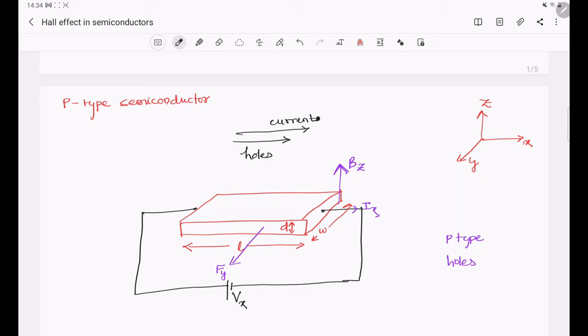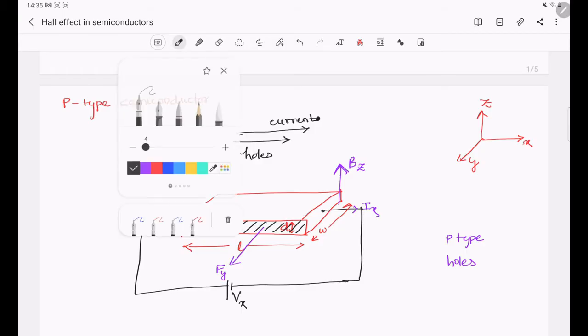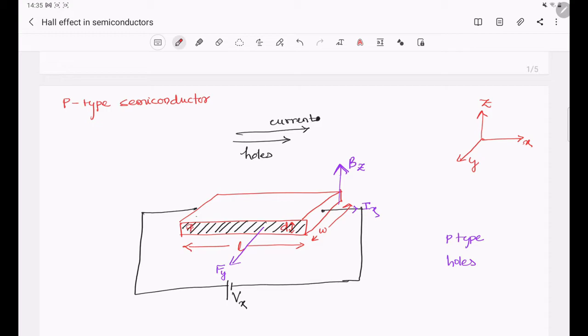Now, due to this force, what will happen? These holes will move towards this side. Holes will come to this side of this semiconductor block, and positive charge will be accumulated over here. As the holes have moved here, there will be positive charges, and accordingly electrons will move to the back surface.